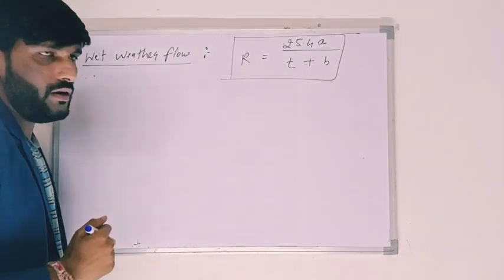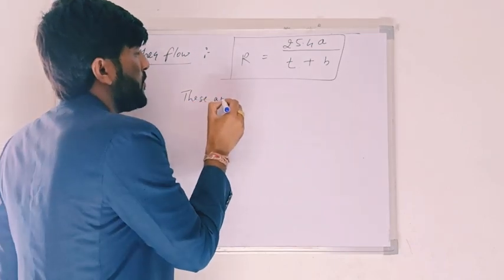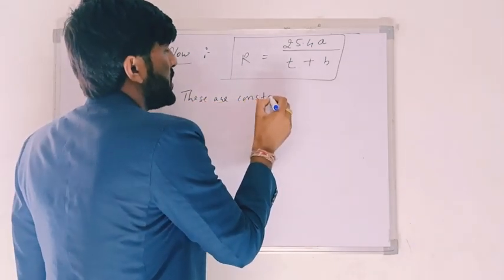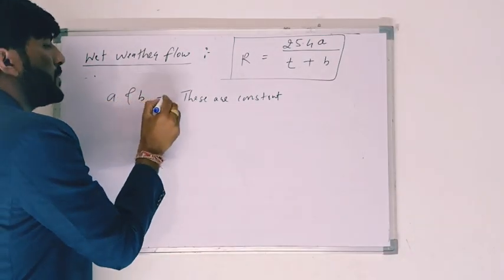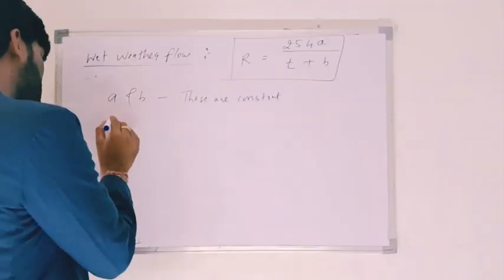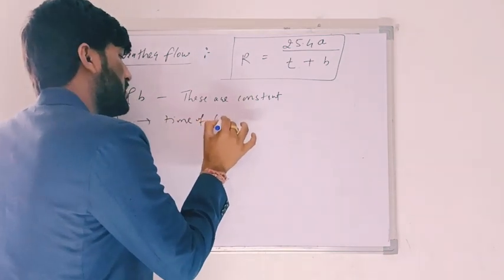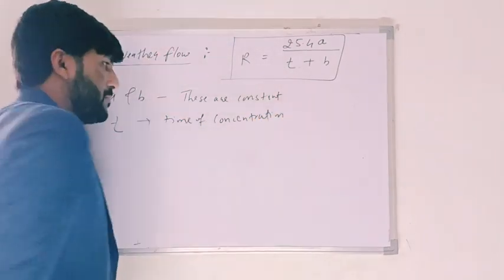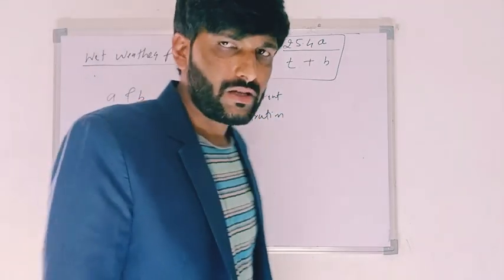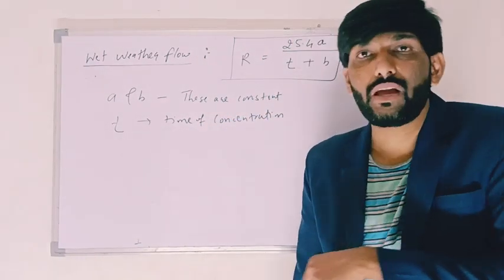Now, what are A and B? These are constants. A and B, and T is the time of concentration. Time of concentration depends on various terminologies, because it totally depends on the catchment.